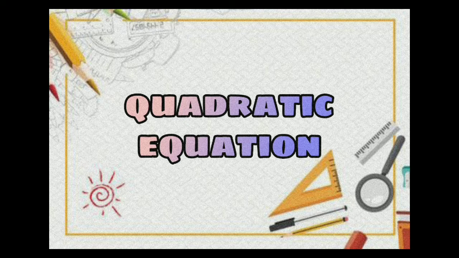A quadratic equation in one variable is a mathematical sentence of degree 2 that can be written in the standard form ax squared plus bx plus c equals 0, where a, b, and c are real numbers and a is not equal to 0. The values of a, b, and c are the numerical coefficients of the quadratic term, linear term, and constant term.